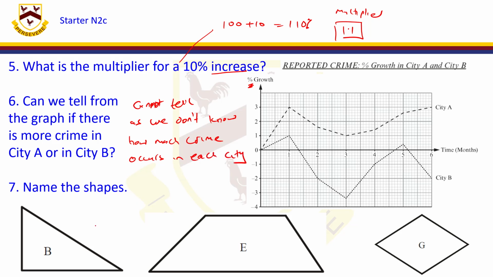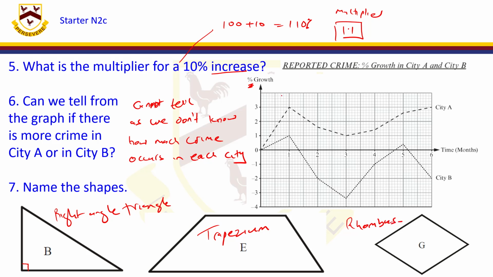Okay, good. Name the shapes. Right angle triangle. It is missing a little 90-degree angle there, but I think we can see that as a right angle triangle. This one, trapezium. Strange they're labeled B, E and G. And this one, I think the sides are the same. So it's not a parallelogram, it would be a rhombus.